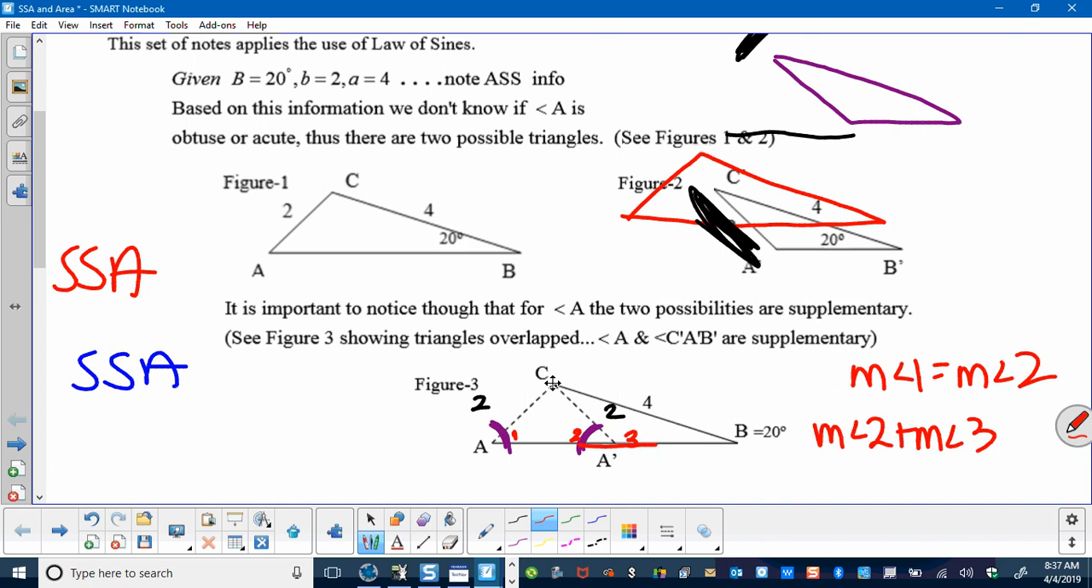Hey guys, those make a straight line. What does that add up to? 180. So I know the measure of angle 2 plus the measure of angle 3 equals 180. Well, I need to know how angle 1 and angle 3 are related so that I can figure out the 2 different cases of angle side side. Well, if 1 is equal to 2 and 2 plus 3 is 180, that also means 1 plus 3 is 180. That's the information that we need right there.